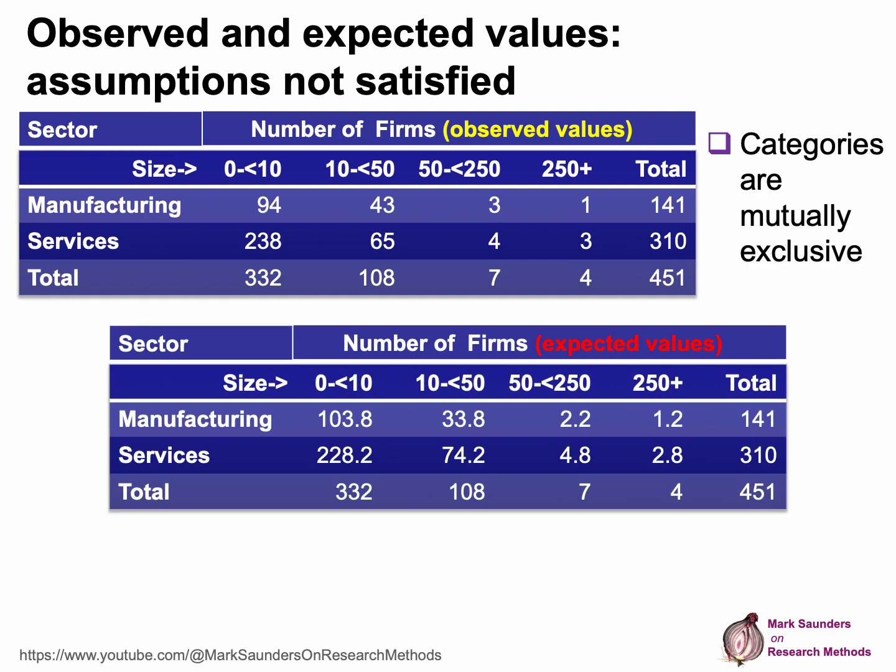And when we look at the expected values for these mutually exclusive categories, we see that once we get to the larger firm size, we have very small expected values. For 50 to less than 250 employees in manufacturing, we have 2.2 firms. And in services, we only have 4.8 firms. And the decimals are here because we're calculating what would be expected if there wasn't any pattern. And so we can have decimal places within that.